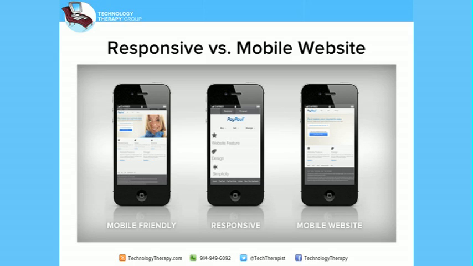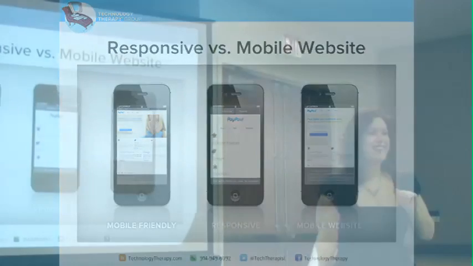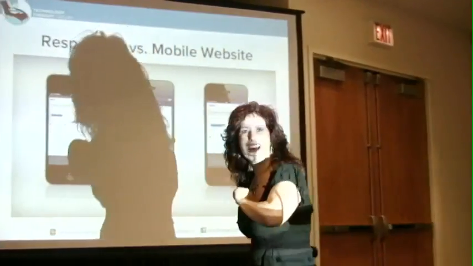Responsive is one website that literally self-adjusts the content, whereas a mobile website is two websites. So you're basically saying, with my mobile audience, I want to send them this information. With my desktop audience, I want to send them this information. Does that help clarify it? Good. I told you that's why I need the head nods.